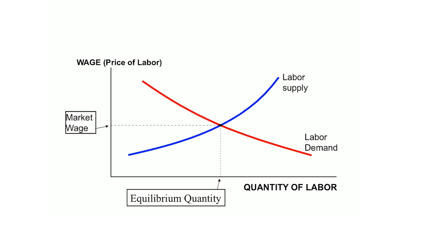As we've drawn this, you see the intersection of labor supply and labor demand, and that's our prediction of what the total quantity of labor in the market will be, the amount employed, and we also have a prediction of what the market wage will be.